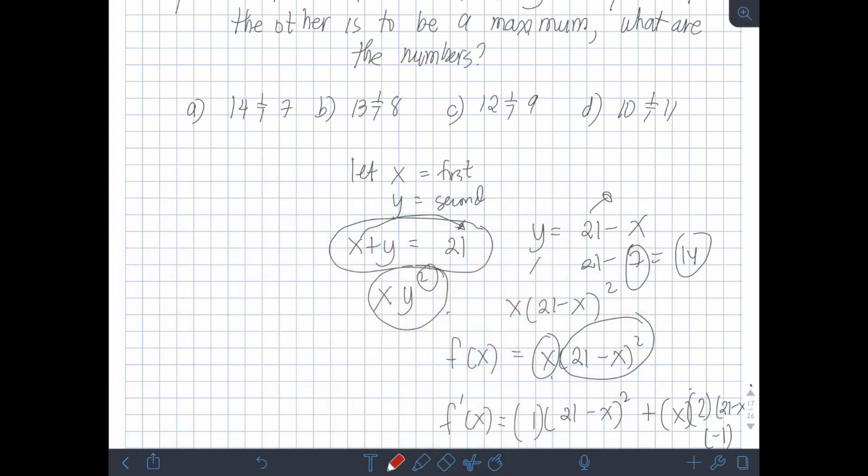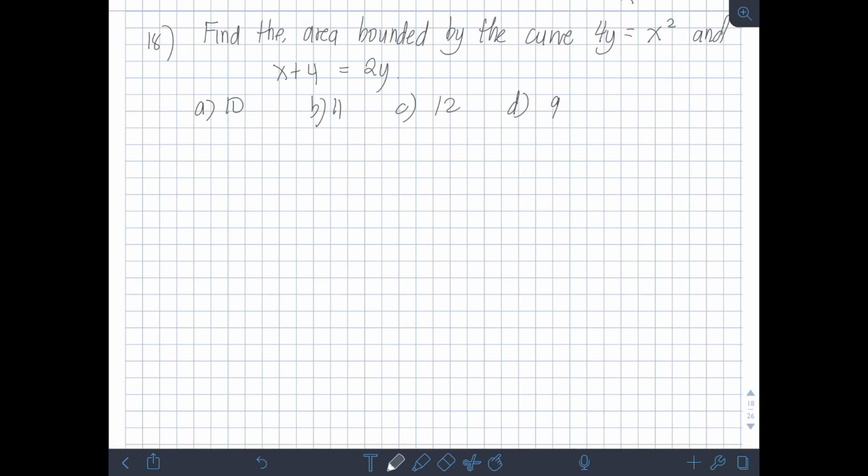Okay? Letter A. Next, we have, find the area bounded by the curve 4y equals x squared and x plus 4 equals 2y. Okay, so, integral to. So, hanapin natin yung area bounded by the two curves, which is yung isa parabola, tas yung isa ay line. Pero mahalaga, ang una muna nating isolve dito ay yung intersection ng dalawang curves. So, solve natin simultaneously itong dalawang equations natin.